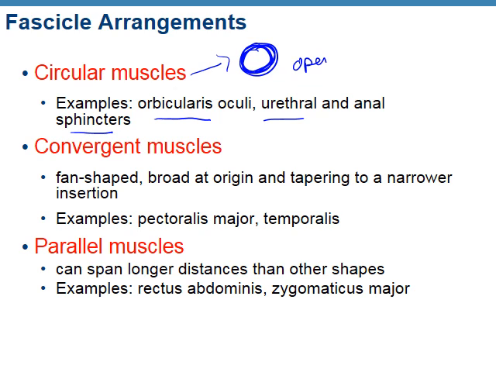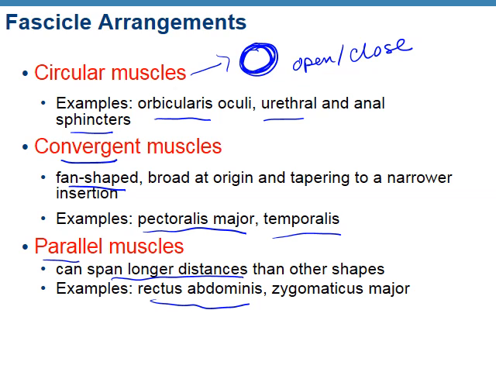So anything that's circular that's going to open and close, you're going to have a circular fascicle arrangement of muscle fiber cells. Convergent is fan-shaped. Examples, the pectoralis major, the temporalis. You're going to have parallel muscles. They can span long distances. You're going to see the rectus abdominis, the zygomaticus major.